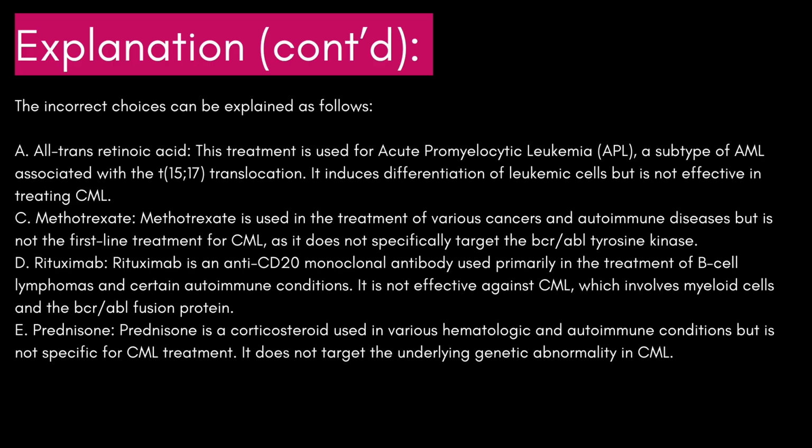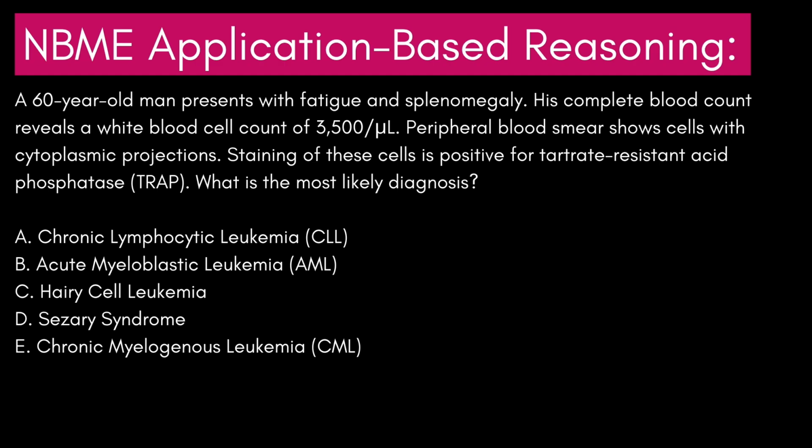All right, now that we have covered this question, let's move on to look at the next question. A 60-year-old man presents with fatigue and splenomegaly. His complete blood count reveals a white blood cell count of 3,500 per microliter. Peripheral blood smear shows cells with cytoplasmic projections. Staining of these cells is positive for tartrate-resistant acid phosphatase, or TRAP. What is the most likely diagnosis?